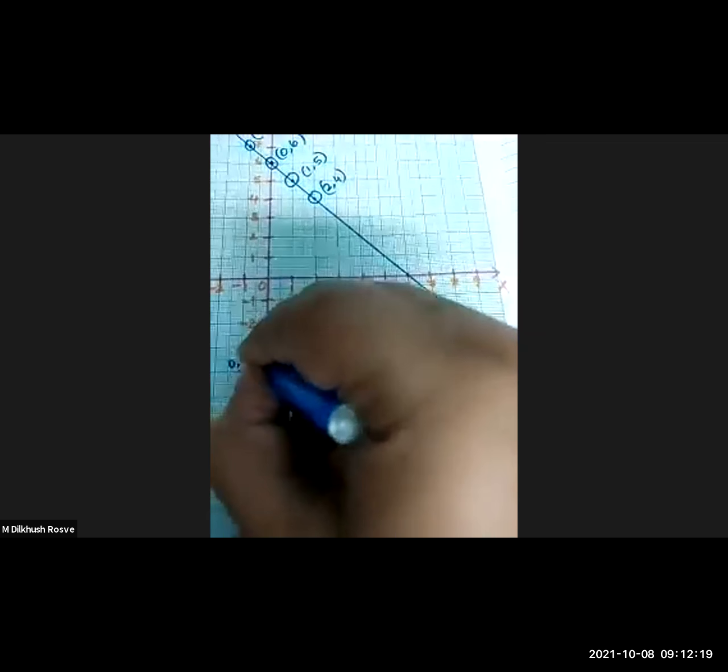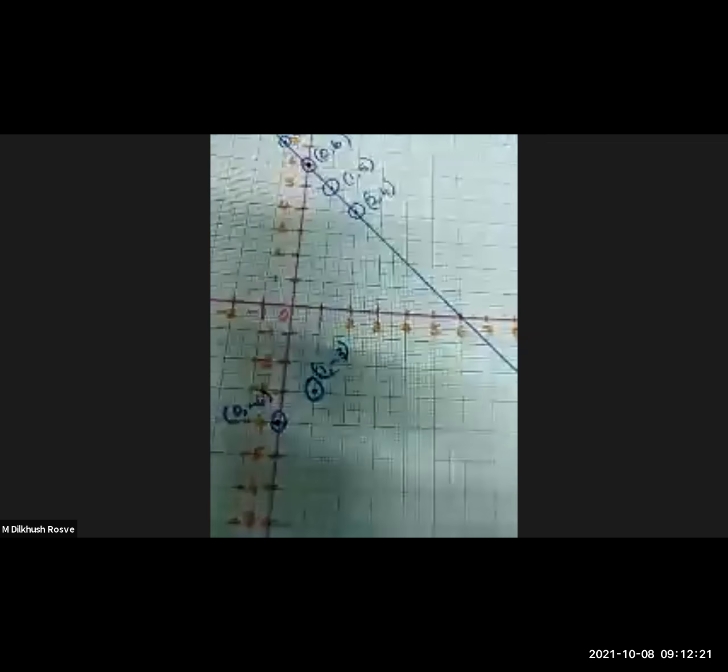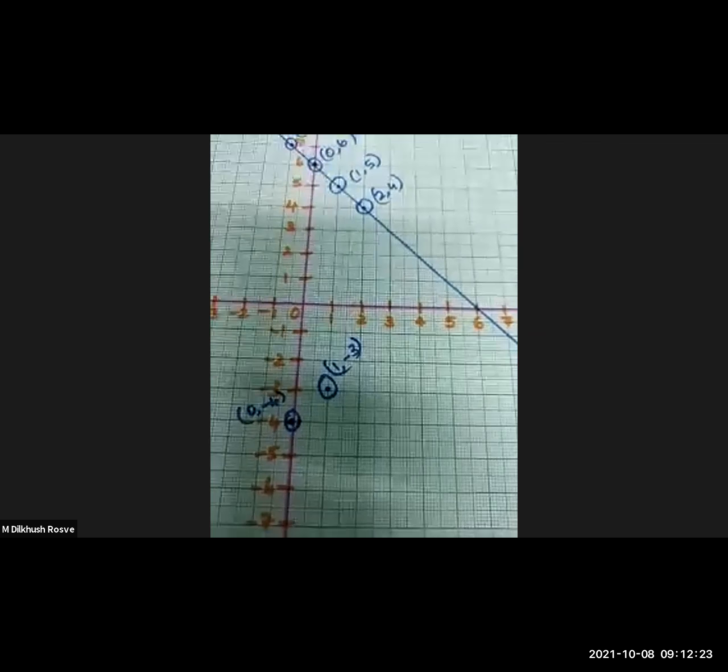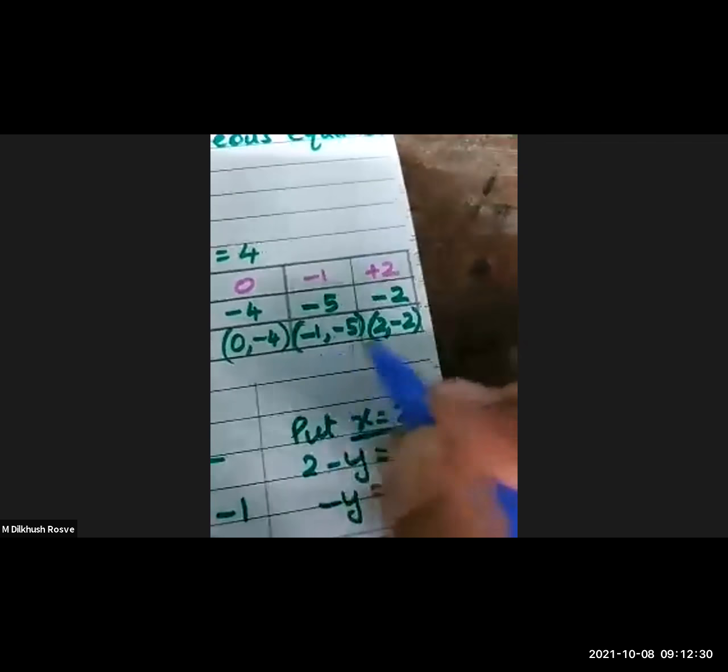0, minus 4. Okay, over 2 points over. And then what is the third point? Minus 1, minus 5.